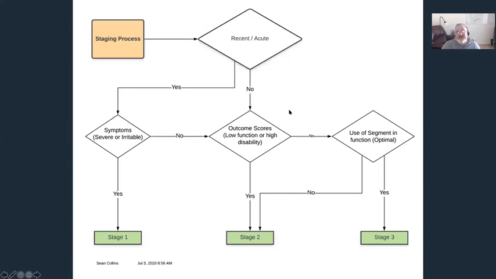The staging process: if the problem is recent and acute, particularly trauma, then we immediately question whether the symptoms are severe or irritable, and if they are, then they're in stage 1. If they're not recent and acute, or if their symptoms are not severe or irritable, then you consider the outcome scores, their function or their disability, lower extremity functional scale, or there are several for the hip, or for other parts of the body, like the Oswestry, which is pretty popular for the neck.